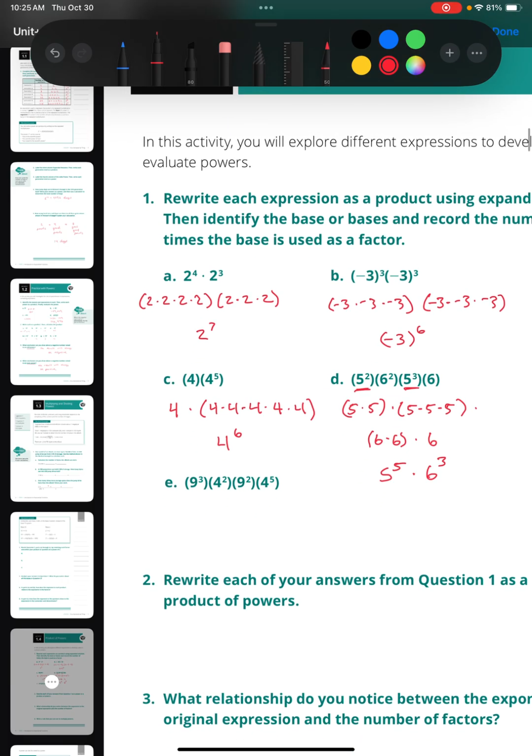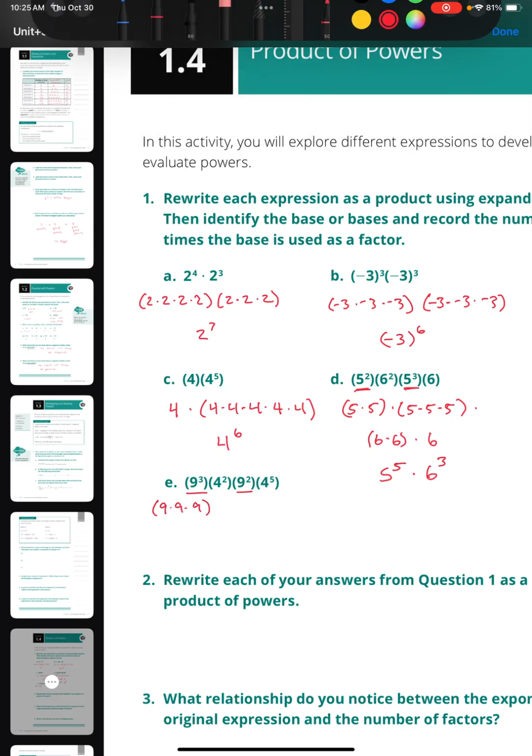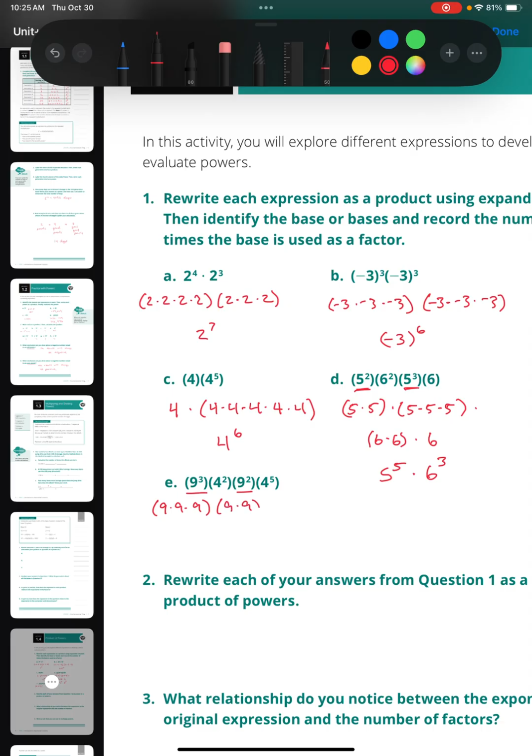And similar on E, 9 to the third would be 9 times 9 times 9. There's also a 9 to the second, so 2 of them. And then we have 4s, so 4 to the second, 4 times 4, and 4 to the fifth, so 5 more 4s. So if we count those up, the number of 9s there is 5, so we have 9 to the fifth times 4 to the 1, 2, 3, 4, 5, 6, 7, so 4 to the seventh.